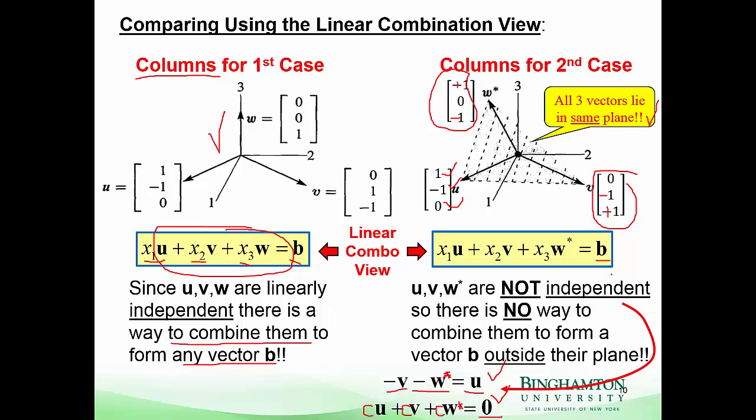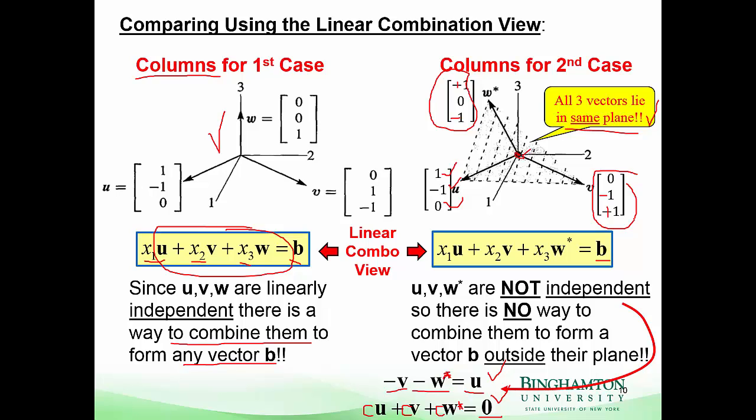0, 0, 0 is the origin. It is in the plane. But if I pick a b outside the plane, remember, I don't have any contribution from these 3 vectors that allows me to poke outside of that plane. So there's no way I can build that from these 3 vectors. Therefore, there is no solution for that case. And this is the crux of it. And we got there just by looking at this linear combination view.